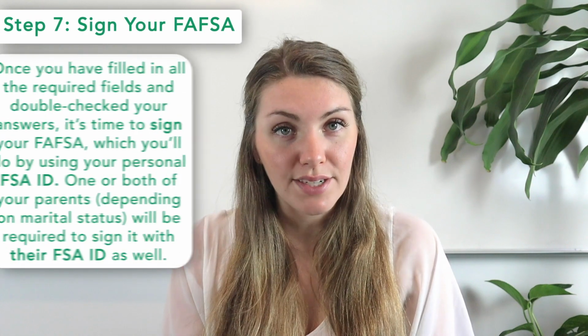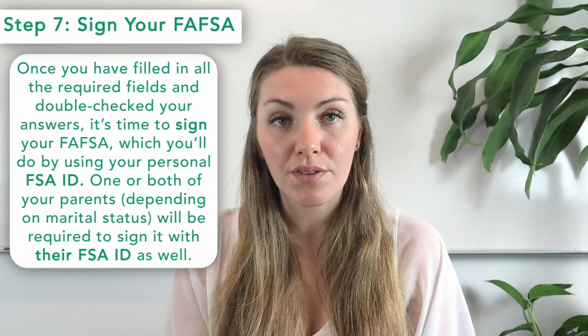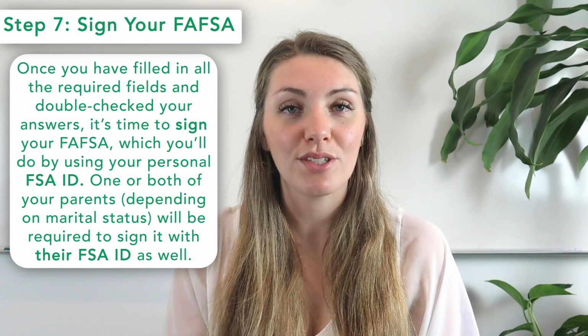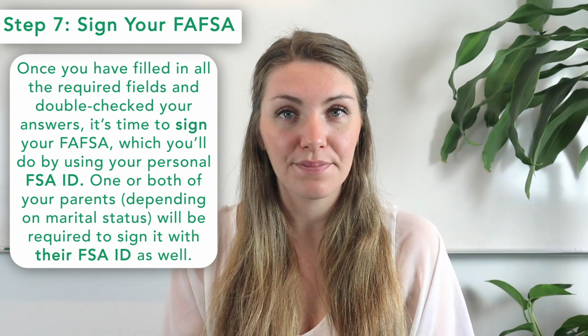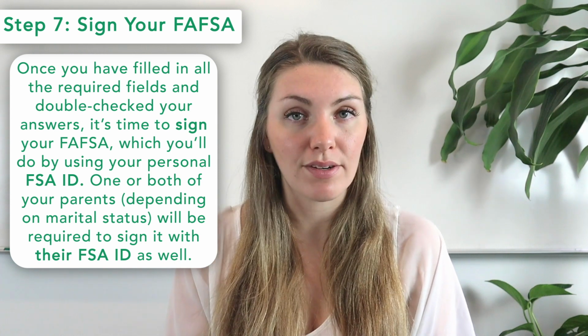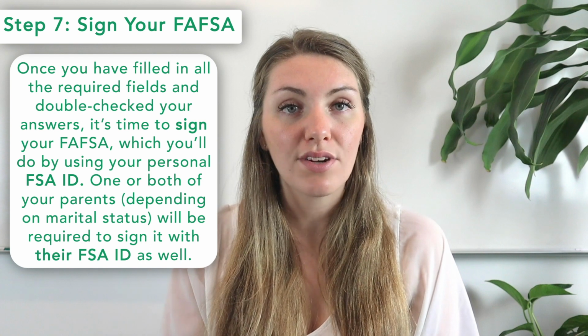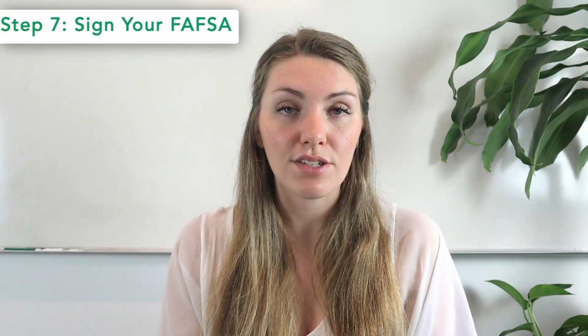Step 7 is to sign your FAFSA. So once you've filled in all of the required fields and double-checked your answers, it's time to sign the form, which you'll do by using your personal FSA ID. One or both of your parents, depending on their marital status, will be required to sign it with their FSA ID as well. This electronic signature is legally equivalent to your signature on paper.